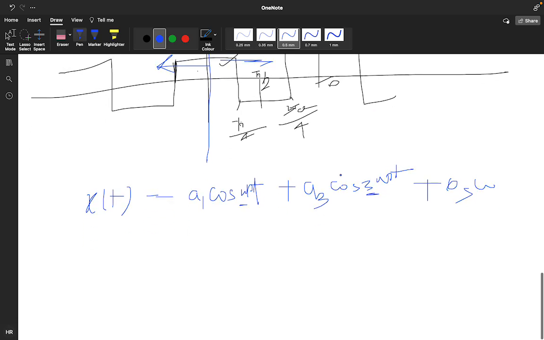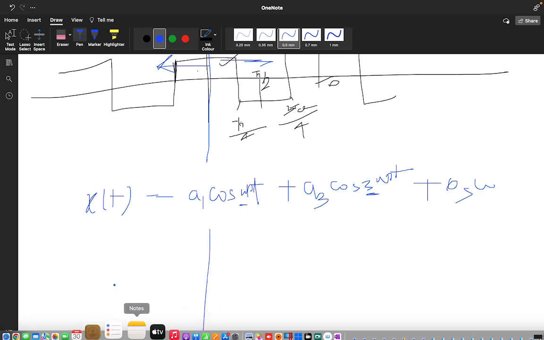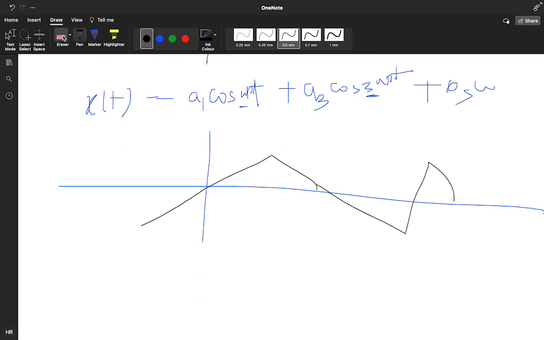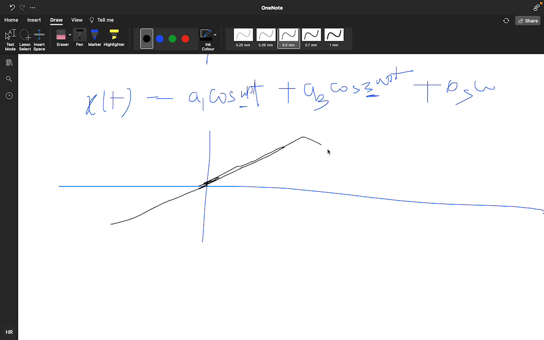Now I am drawing one for an odd signal. Suppose you have an odd signal like this, a triangular signal. I am not able to draw perfectly, I am using my finger, because the temperature here is very low and my tab is not working properly.